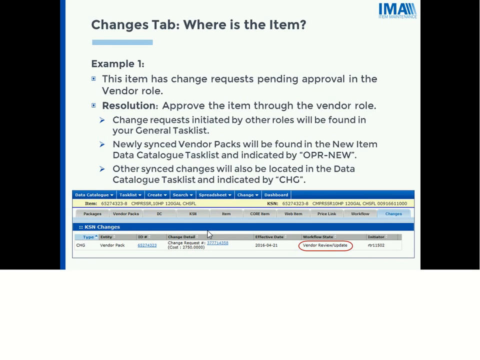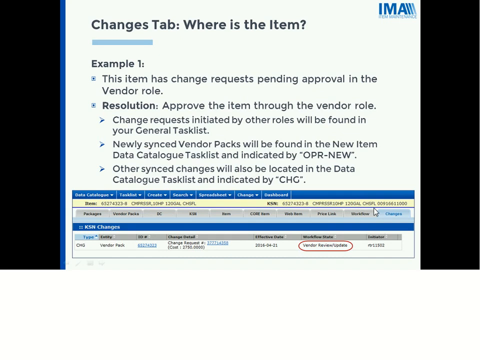If it's a change request, you won't have to change any additional fields most likely. And then if it's vendor packs, there's just going to be a few fields that you have to add in order to approve it. And then if it was initiated by someone else and is in your general task list, you just go find your item, go to the Workflow tab that you see right here. I know you guys don't usually work much with that since you're usually using data sync, and then approve it through there.